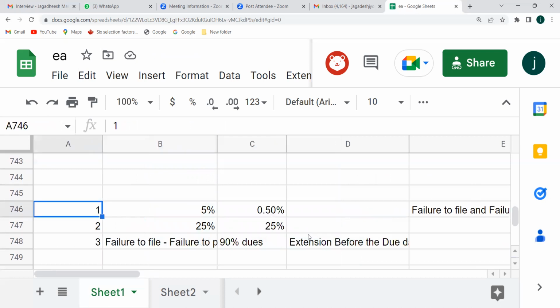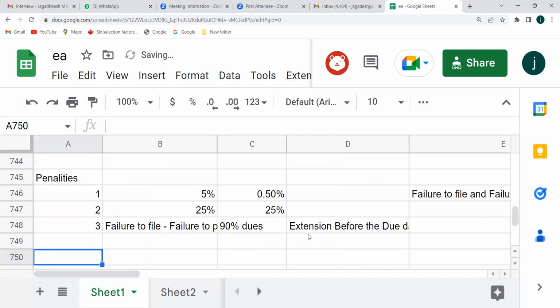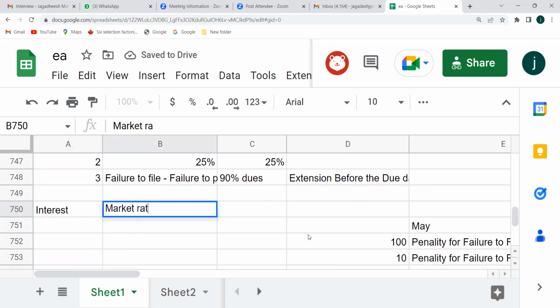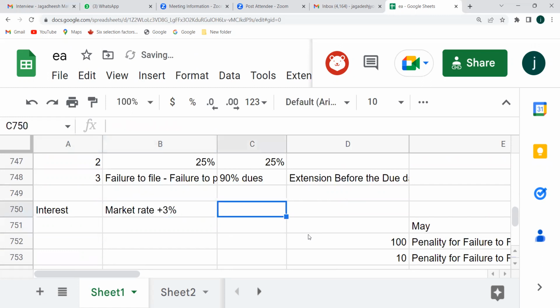Clear? So these are only penalties. You need to pay interest as well in this case. Interest, yesterday we had discussed. It is the market rate plus 3% additional. For example, the market rate in our example is say 12%. So you need to pay an additional 3%. So altogether 15% you need to pay as interest.